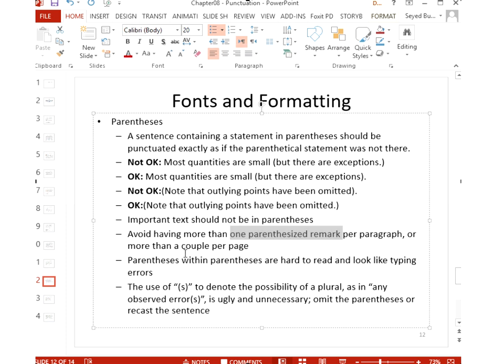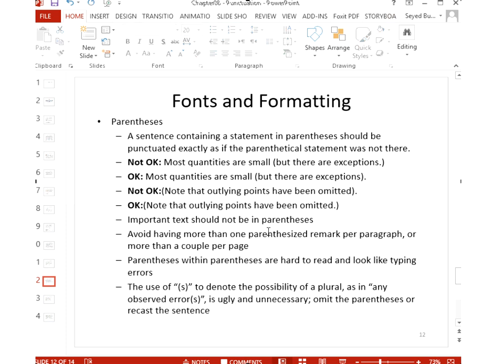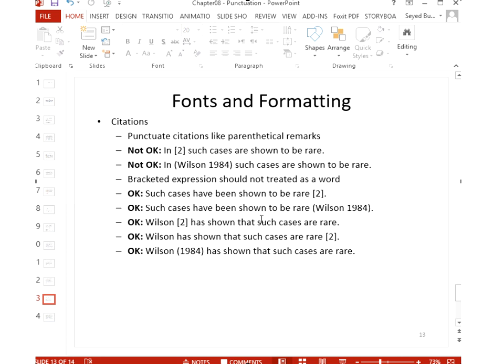Don't use too many parentheses inside a paragraph or inside a page. Don't use the bracket-s form to indicate plural. This looks ugly, so authors prefer not to use it.